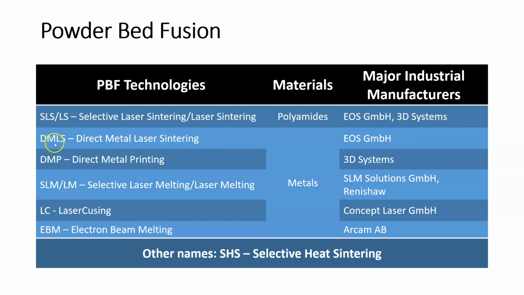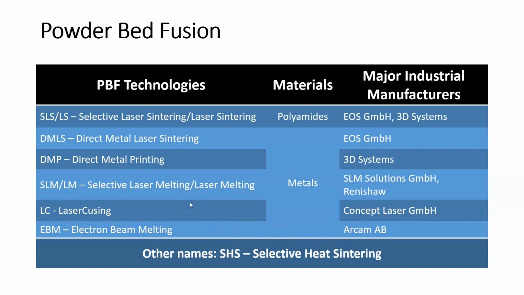Then we have direct metal laser sintering, right? So the metal in that kind of gives it away. These are all going to deal with metal, and that's EOS. Direct metal printing, 3D Systems. Selective laser melting, all right, again, by a metal, by SLM Solutions, which is a German company, or Renishaw, which is a British company. Laser cusing, which is from a company called Concept Laser. And then EBM, electron beam melting, which is the Swedish company Arcam.